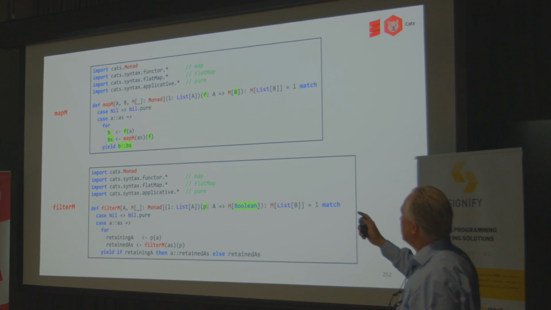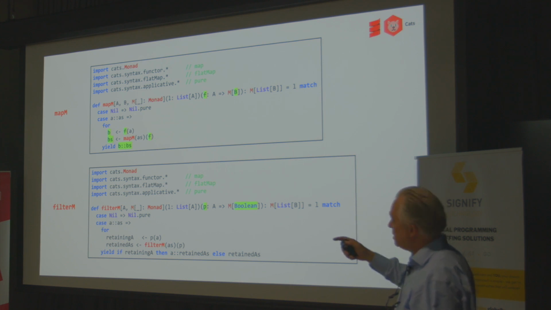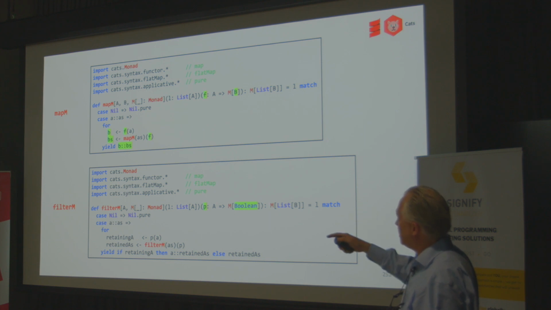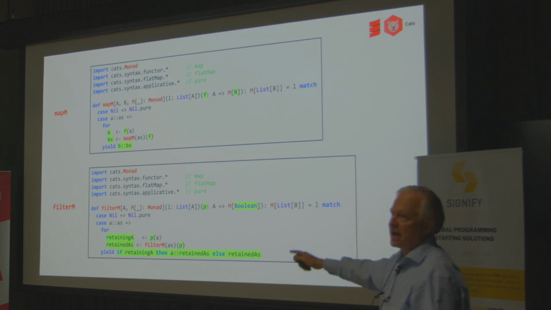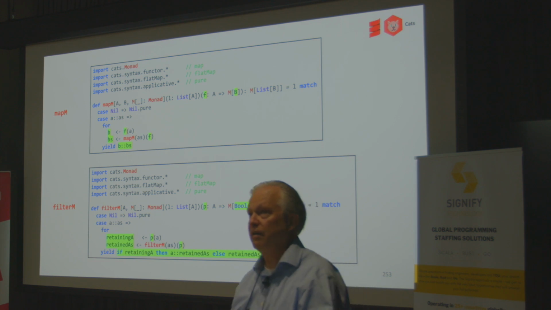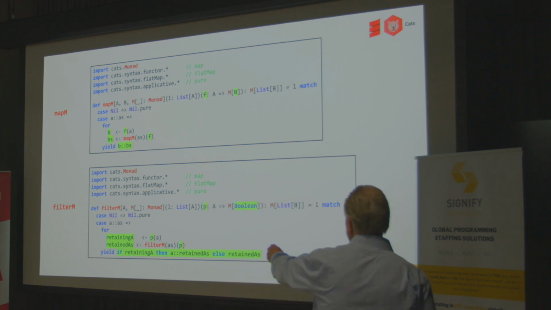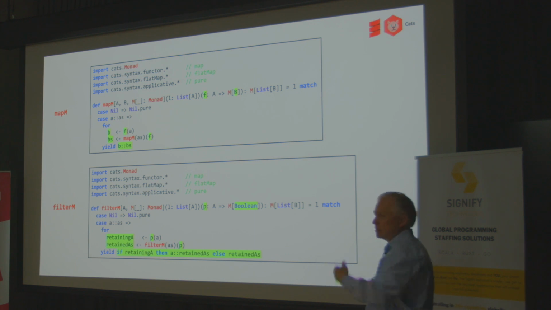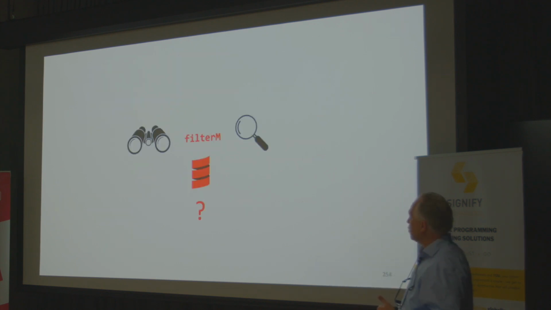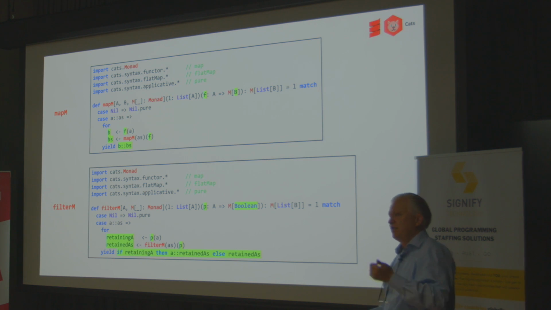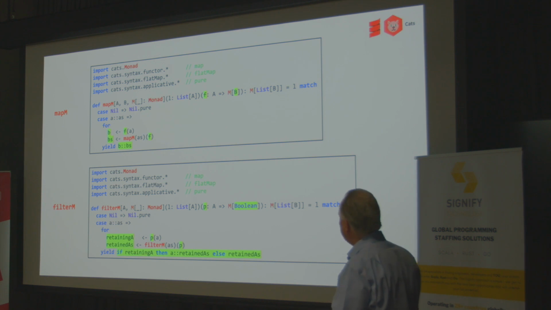And where mapM extracts from the call to f a B and extracts from the recursive call a list of Bs, and where it conses the B onto the Bs, what filterM does is it extracts from the call to p a flag, the flag that tells it whether or not to keep the current element. And then it extracts from the recursive call to filterM the As retained so far. So if I'm retaining the current element, I'm going to return the result of consing the current element onto the As retained so far. Otherwise, I'm just going to return the As retained so far.